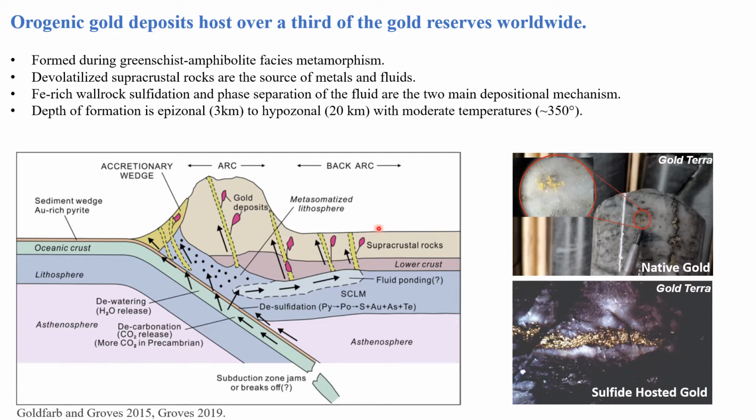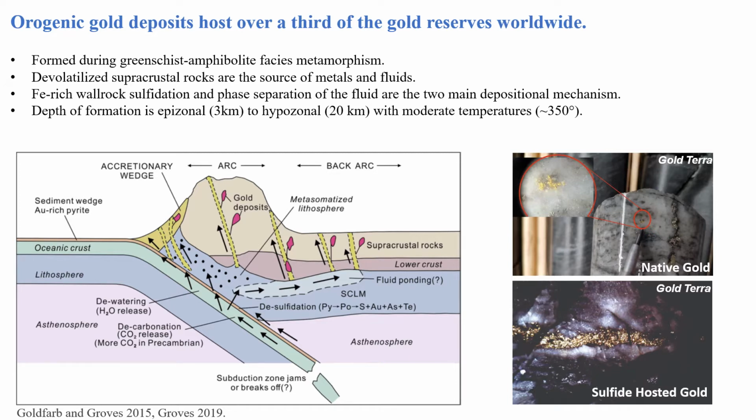Here is a cartoon for the formation of orogenic gold deposits. During this metamorphism, crustal rocks lose their volatiles including water, carbon dioxide, and sulfur, and most importantly their metal content. In the end, a metal-rich metamorphic fluid forms. These fluids rise up through deep crustal faults and deposit at second or third order structures. The two main deposition mechanisms are wall rock sulfidation and phase separation.